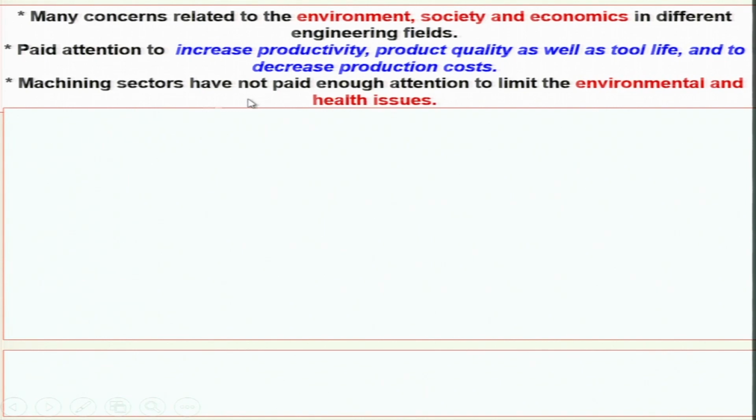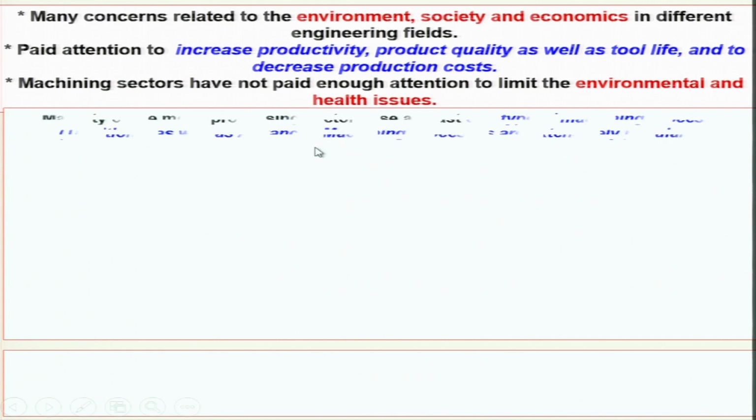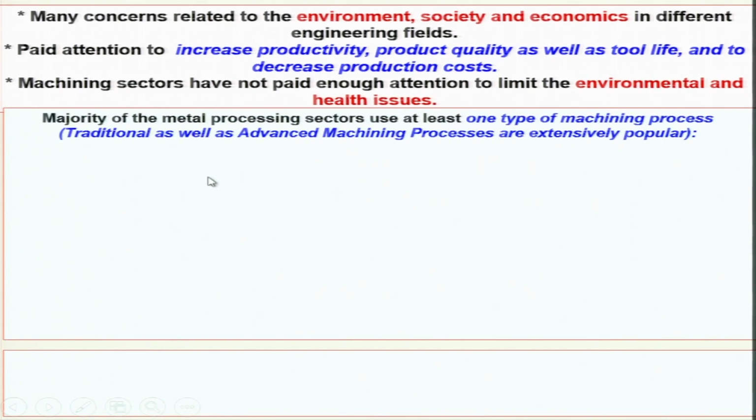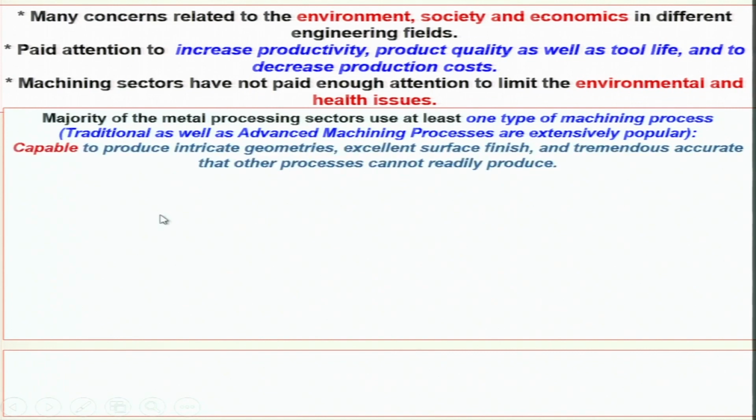Machining sectors have not paid enough attention to limit the environmental and health issues, and both are very important. The majority of the metal processing sector uses at least one type of machining process. In most industries, one or other type of machining process is used in some form. It may be a traditional or an advanced machining process, and they are extremely popular on the shop floor, because for making any product you need these processes.